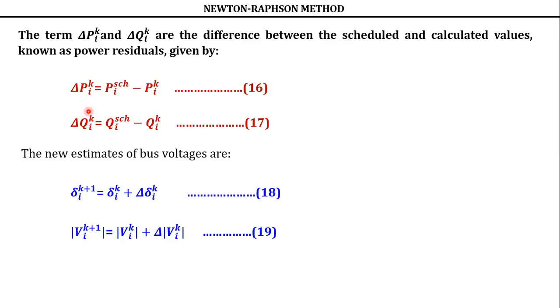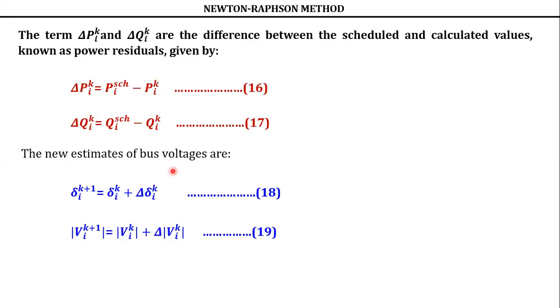Once it converges, find out the slack bus power, that is P1 plus JQ1. Slack bus means bus 1, isn't it? So P1 plus JQ1. Then line flows. I have explained how to calculate line flows, isn't it? Once you calculate the line flows, you are going to get the line loss and the total losses. The same procedure, whatever I have explained for Gauss Seidel, holds good here.